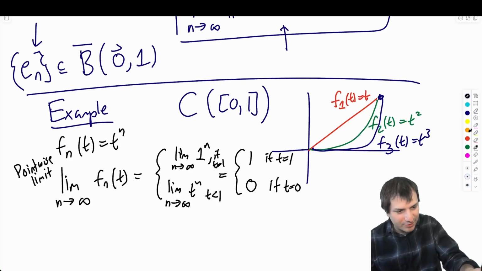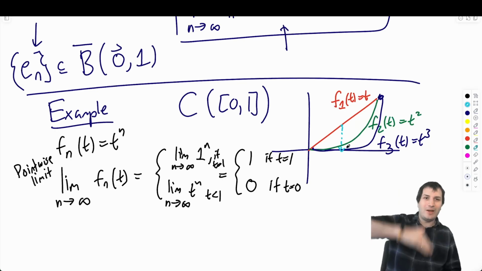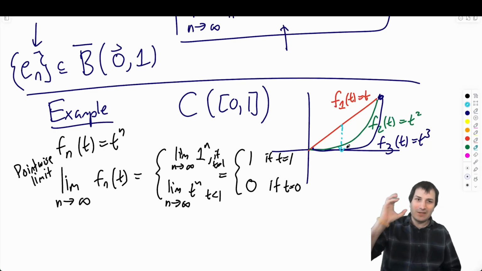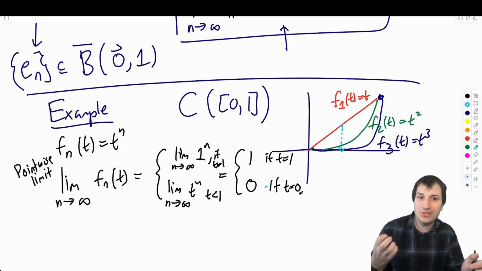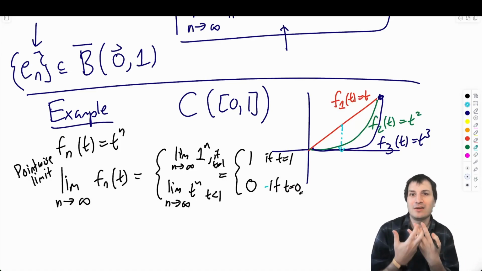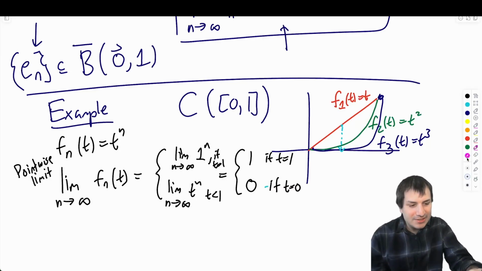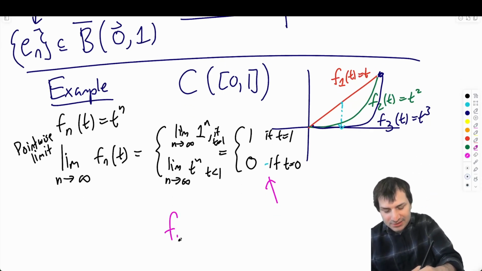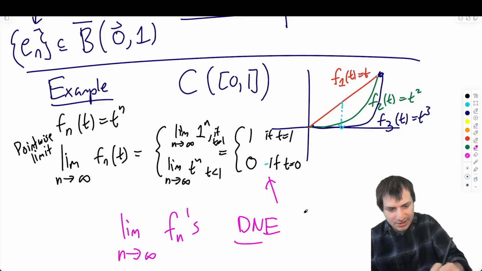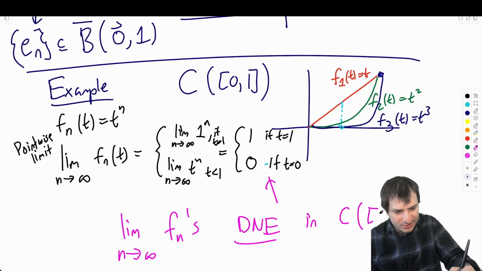So you can see from the little cartoon, the values at any particular point are going all the way down to 0. So it's converging pointwise to a function that is 1 when t equals 1 and 0 when t is less than 1. That's what you would like to say it converges to. But this limit is not a continuous function. And so the limit of the f_n's does not exist in the space of continuous functions.